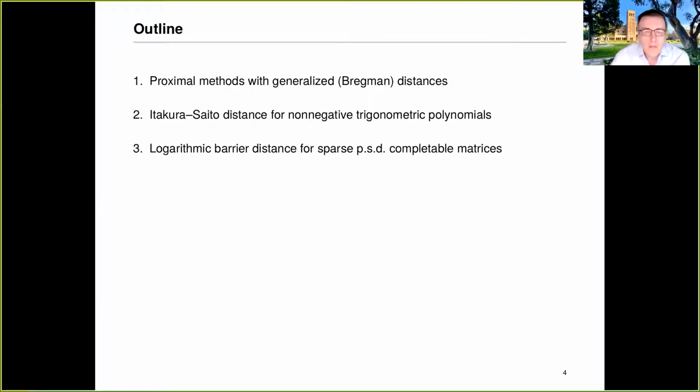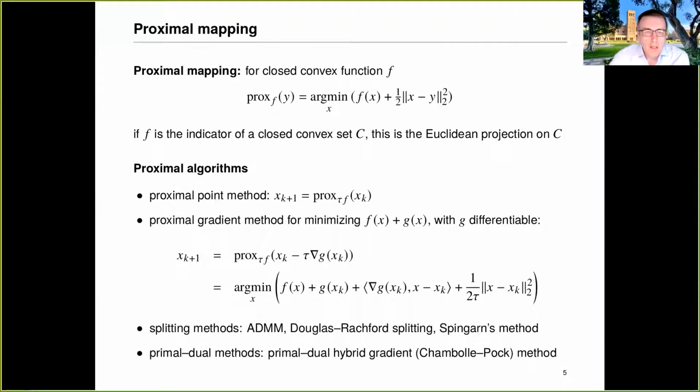And then I'll first have some introduction, some notation, and some facts about generalized Bregman distances or divergences. And then we look at these two applications, the trigonometric polynomials and then sparse positive semidefinite optimization. So proximal methods, of course, derive their names from the proximal mapping, which is defined like this. So it maps a vector y to the solution of this regularized least squares problem, where we add to function f the squared Euclidean distance to y. So it extends the Euclidean projection on a set C. If f is the indicator of a set C, then this is just Euclidean projection.